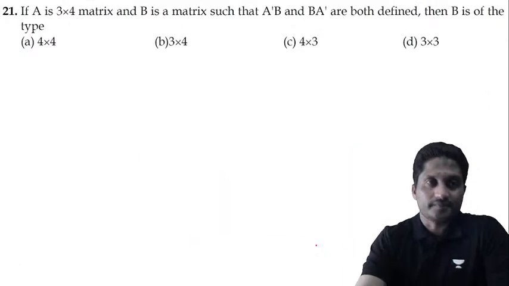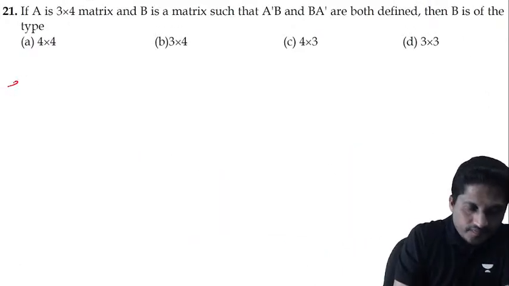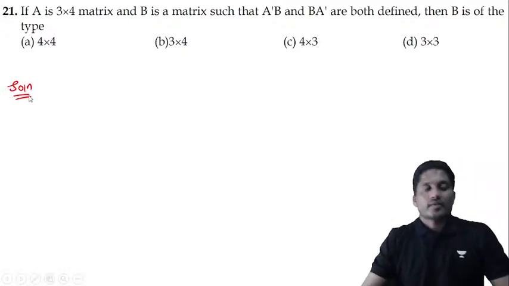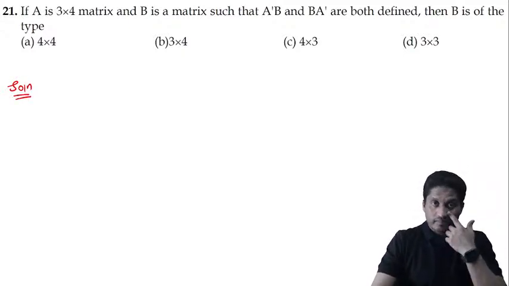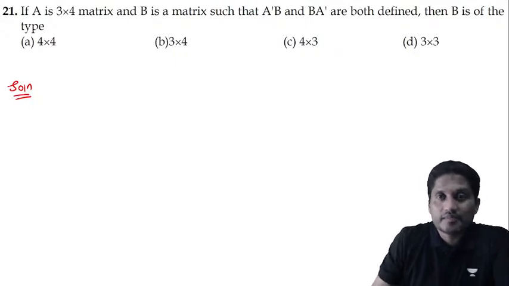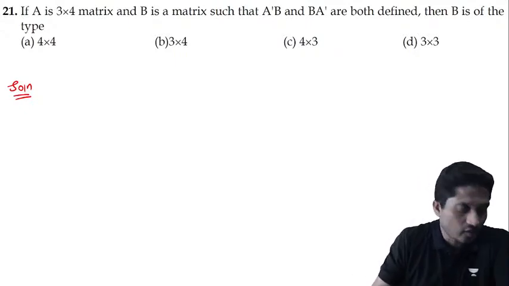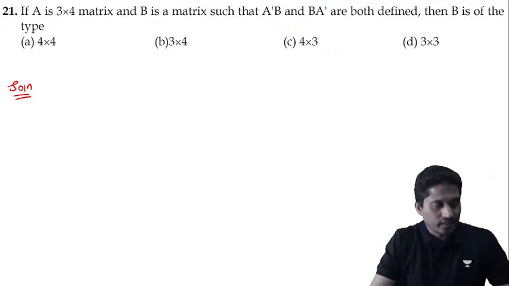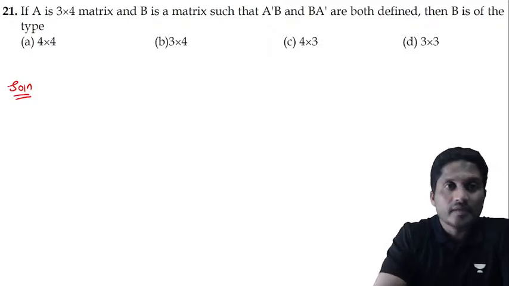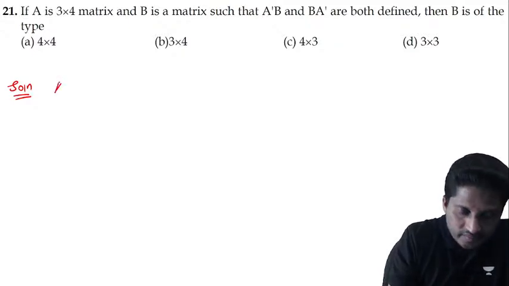Question number 21. If A is a matrix of order 3 by 4 and B is a matrix such that A dash B and B A dash are both defined, then what should be the order of B? Alright, now let's discuss this. A is a matrix of order 3 by 4. This means that A dash is a matrix of order 4 by 3.